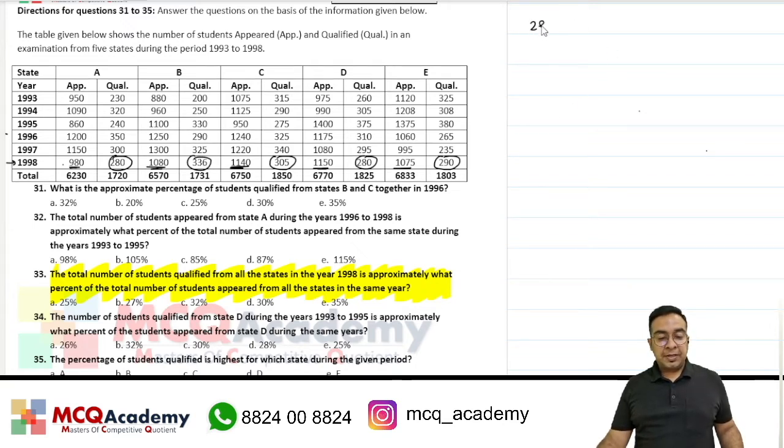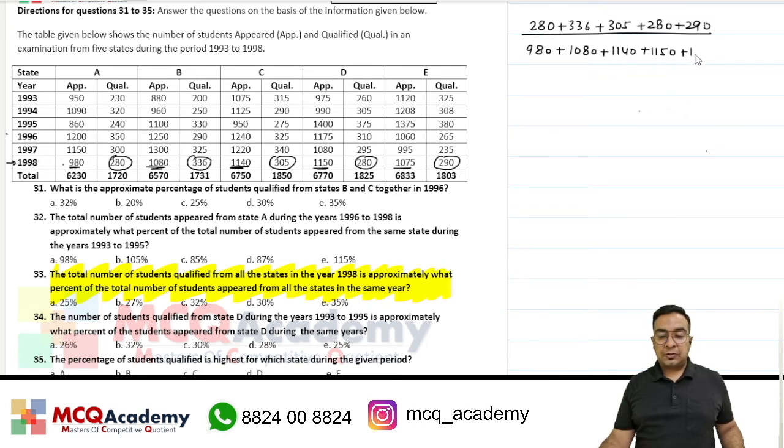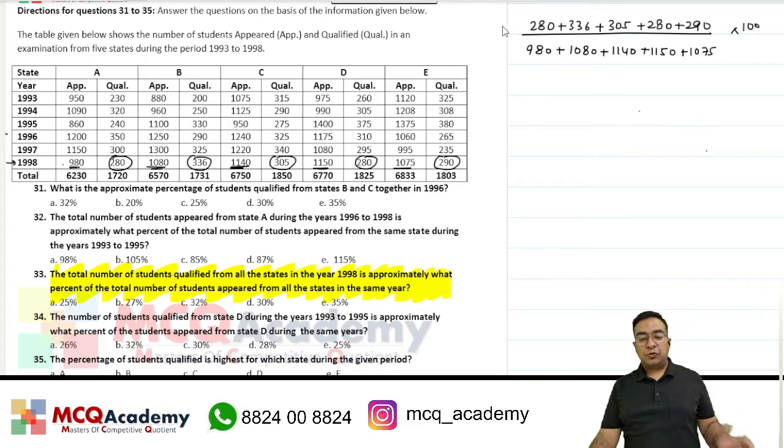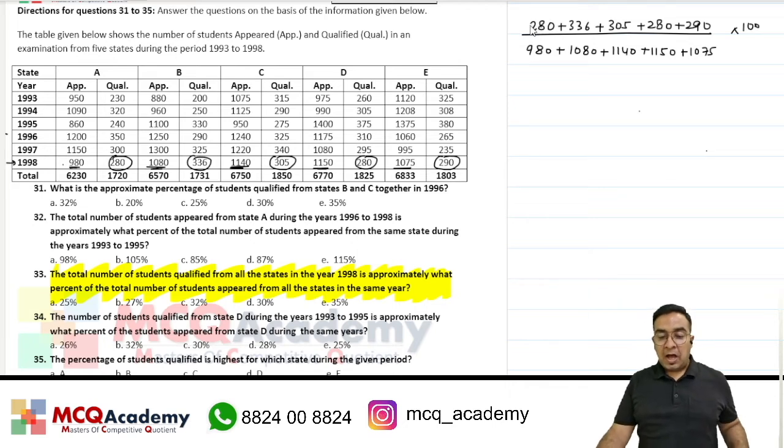तो 280, 336, 305, 280, 290 as the numerator, and 980 plus 1080 plus 1140 plus 1150 plus 1075 as the denominator, और इन सबको मल्टीप्लाई करेंगे 100 से. Now again going by the same format, left to right हम लोग ऐड करते हुए चलेंगे. 100 places की डिजिट्स को ऐड किया तो 2 plus 3 is 5, 5 plus 3 is 8, plus 2 is 10, plus 2 is 12.